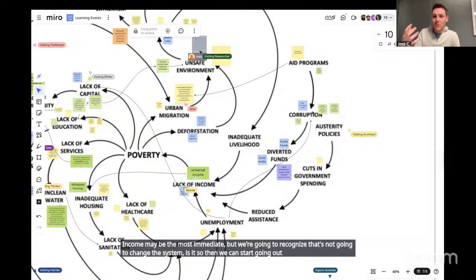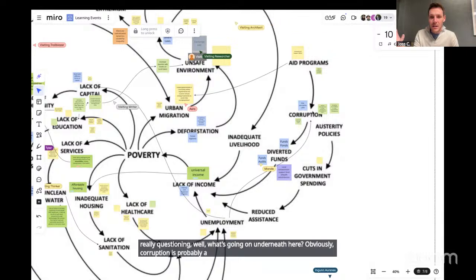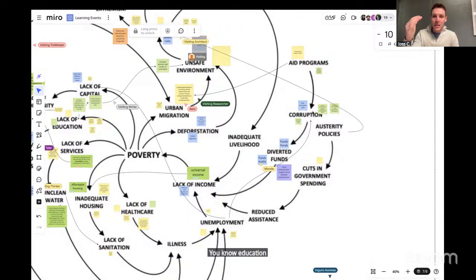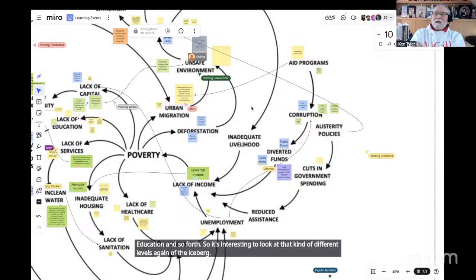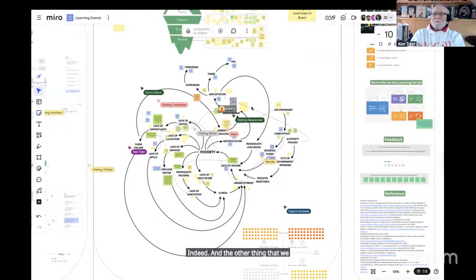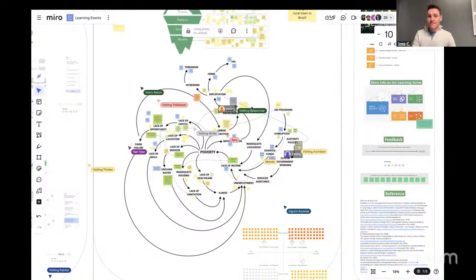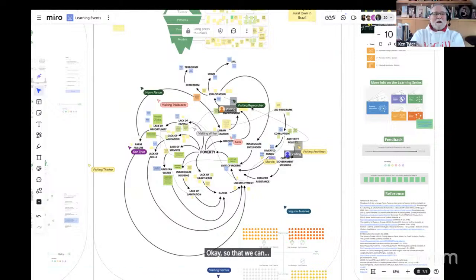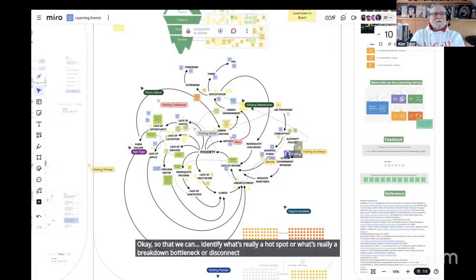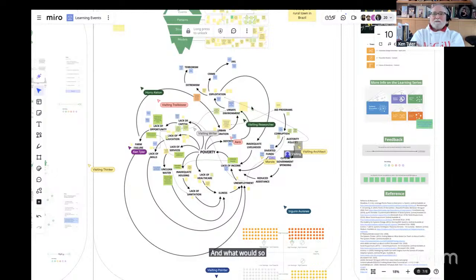We can start really questioning, well, what's going on underneath here? Obviously, corruption is probably a big part of this, education and so forth. So it's interesting to look at those different levels, again, of the iceberg. Indeed. Yeah. And the other thing that we don't have on this type of map is the level, shall we call it, the level of urgency? So that we can identify what's really a hot spot or what's really a breakdown, bottleneck, or disconnect, and how severely that's impacting the whole system. And so we're left on our own to sort of decide that.